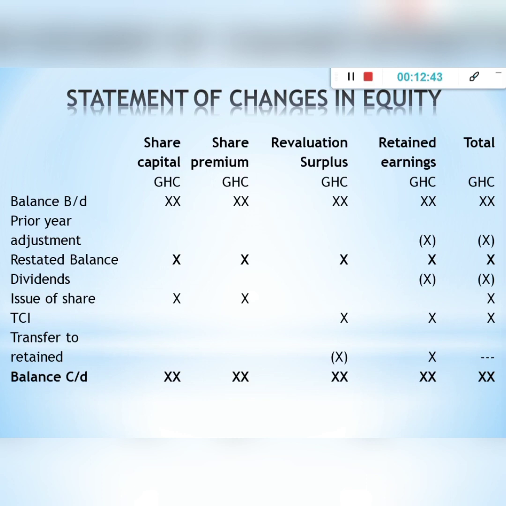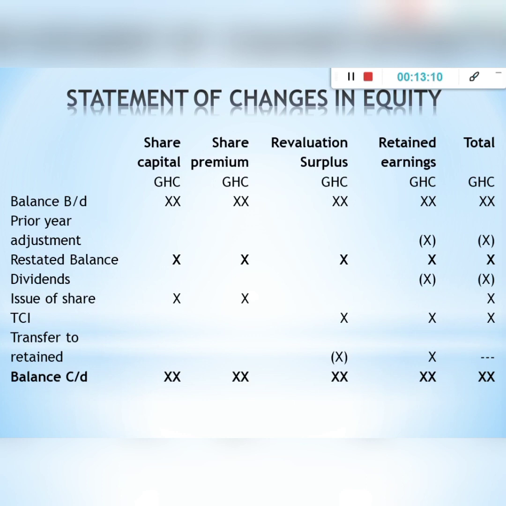The next item is what? Issue of share. And here, issue of share, we are going to bring it under share capital, and in case we have a premium on it, the excess of it will come to the share premium as well. Then the next item is the total comprehensive income. Here we need to bring our revaluation gain to the revaluation surplus column, and then we'll bring our profit for the year to the retained earnings column.